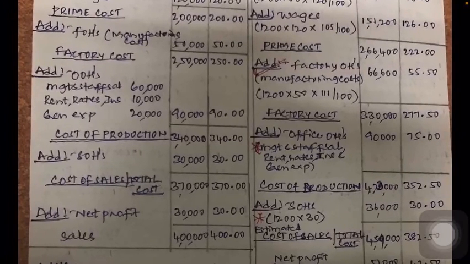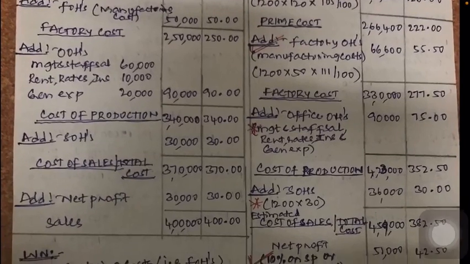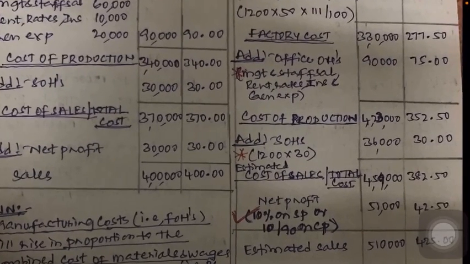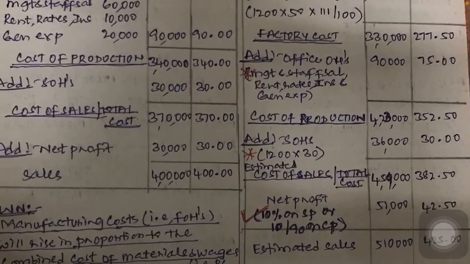Add office overheads. Office overheads are going to remain the same. It is mentioned in point number 6 in adjustments, 90,000. We will get cost of production. Add selling overheads. Per unit it is the same, which is mentioned in point number 5 in adjustments, into 30, 36,000 is selling overheads. Now we will get the estimated cost of sales, which is 4,59,000.